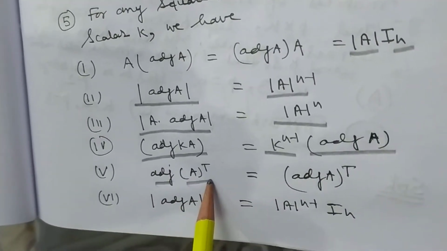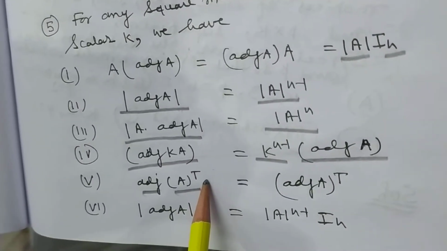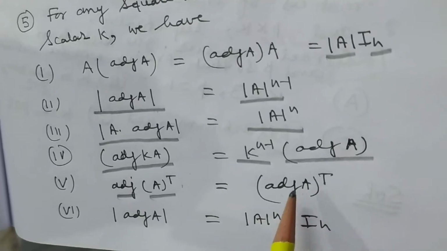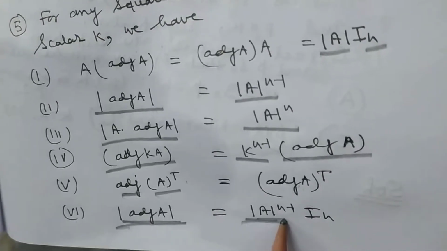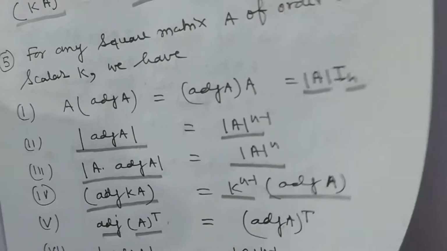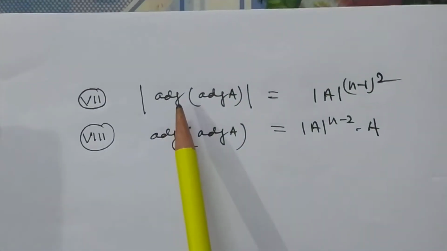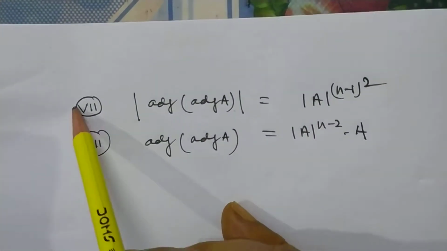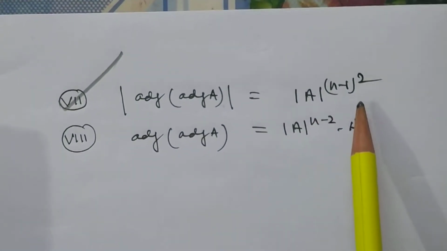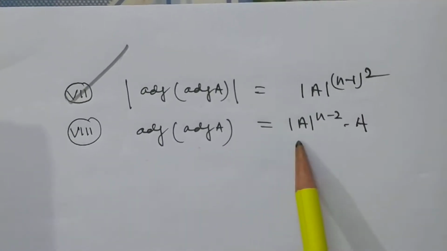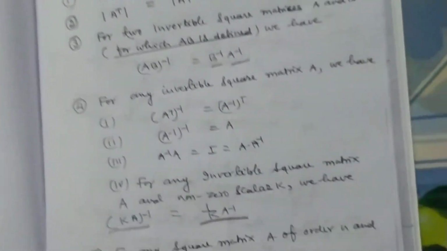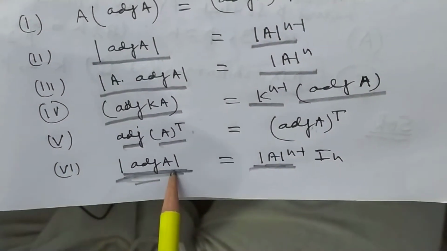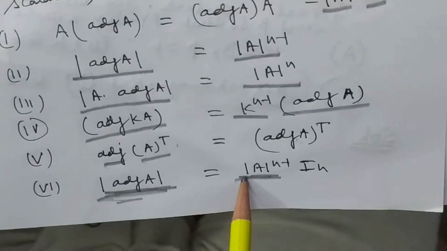Adjoint of transpose of A is equal to transpose of adjoint of A. Determinant of adjoint A is equal to determinant A to the power n minus 1. And this is a very important formula: determinant of adjoint A is equal to determinant of A to the power n minus 1. Adjoint of adjoint A is equal to determinant A to the power n minus 2 into A. My dear student, this formula is also important. Determinant of A into adjoint A is equal to determinant of A to the power n minus 1 into In.